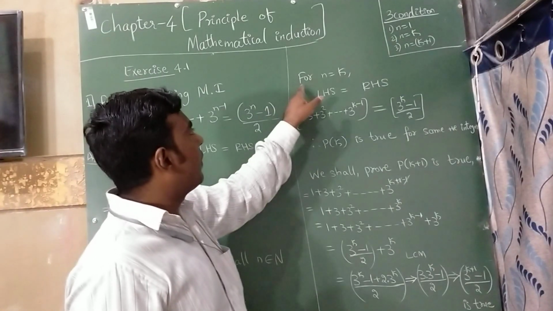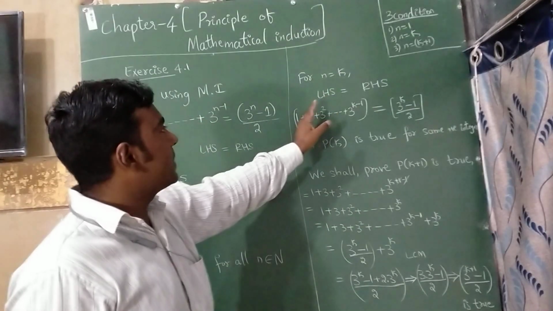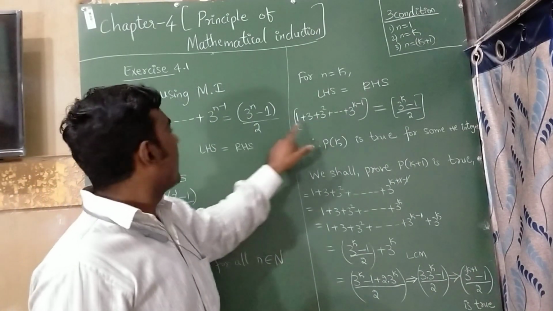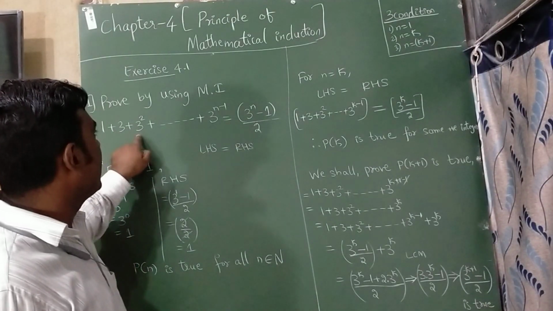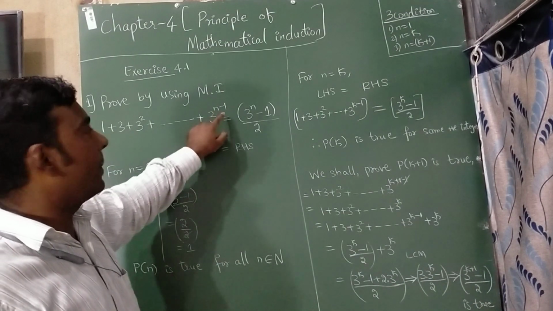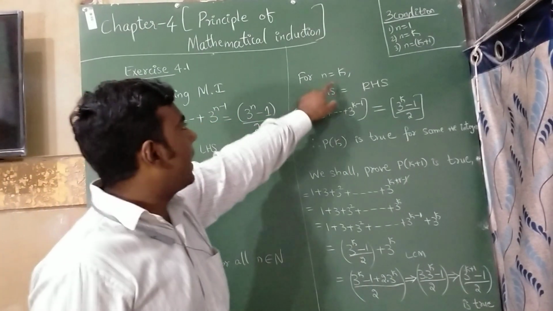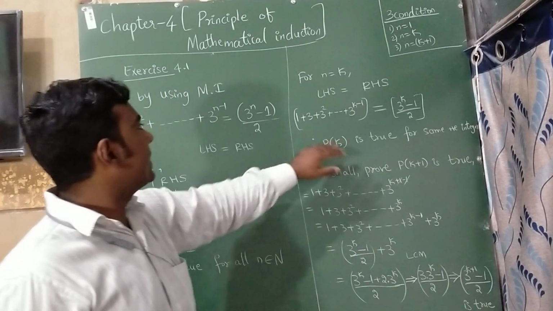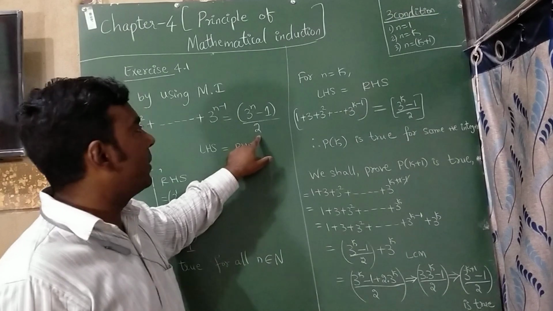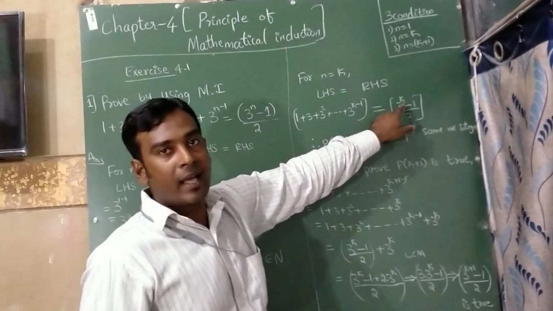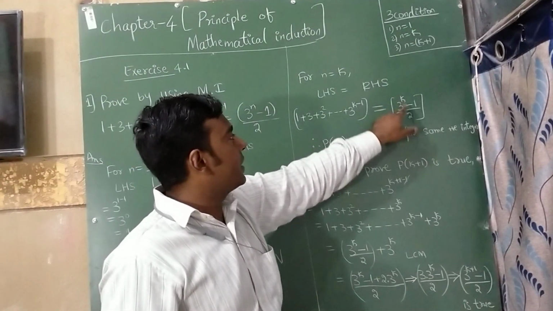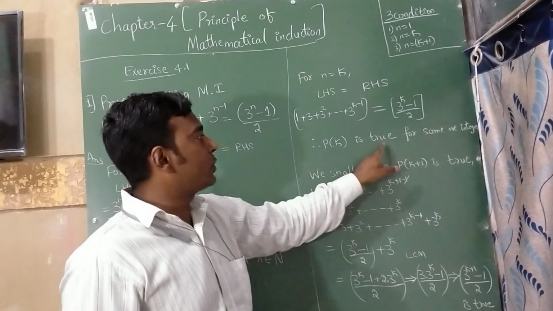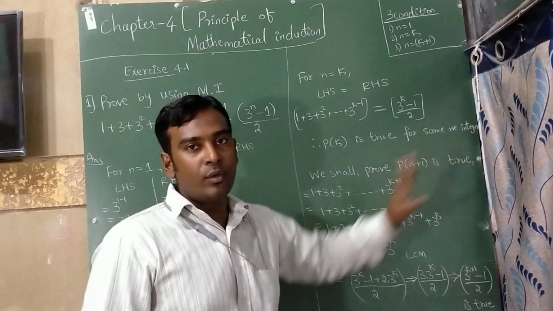The second one is for n is equal to k. In the LHS part and RHS part, wherever there is n, you need to write k. So here, 1 plus 3 square plus so on up to 3 raised to n minus 1; in place of n, I am going to write k, so it is k minus 1. On the RHS side, (3 raised to n minus 1) divided by 2, in place of n I am writing k. So (3 raised to k minus 1) divided by 2. Therefore P of k is also true for some positive integer.